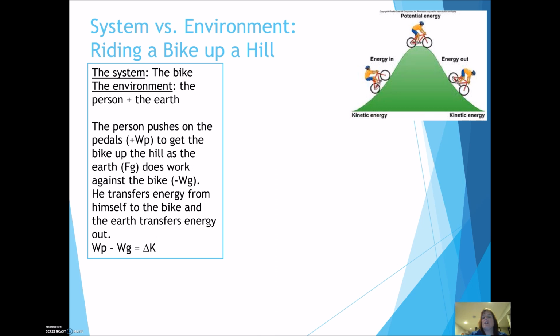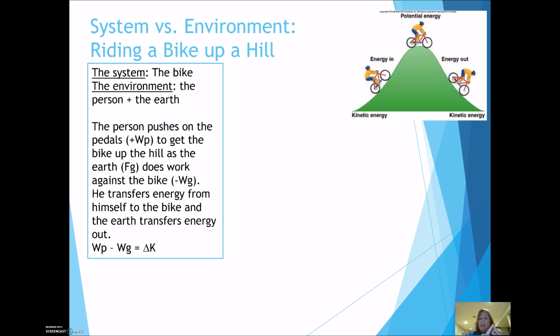So in this case, we're going to look at simple, and we're going to change our system so you can see how things change based off what you choose. If we start off with the simplest system, that means just the bike is in the system. And so in the environment, we have the person and we have the earth. So if we were to talk about the energy transfers, we have a person doing positive work by pushing on the pedals.